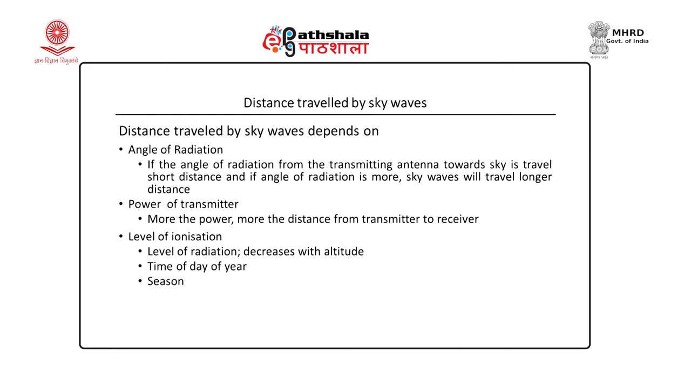Now, what affects the distance traveled by the sky waves? Firstly, it depends on the angle of radiation, that is the angle at which the signal is sent from the transmitting antenna. If the angle towards the sky is less, the distance would be shorter, and if the angle is more, the sky waves will travel a longer distance, right? Second is, of course, the power of the antenna. More the power, more the distance from transmitter to receiver.